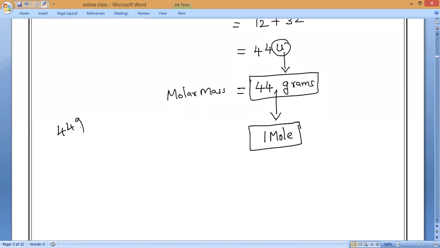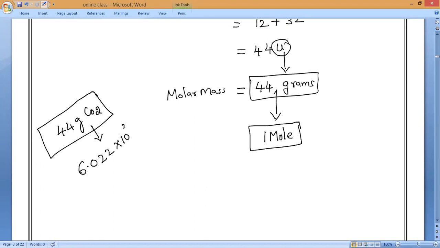Now this 1 mole of carbon dioxide: suppose I have given Mr. Kaushik 44 grams of carbon dioxide. If he starts counting the number of molecules of CO2, how many molecules will he get? 6.022 into 10 power 23 molecules of CO2 will be present. That is called the Avogadro number. Is it okay, guys? Yes, sir.